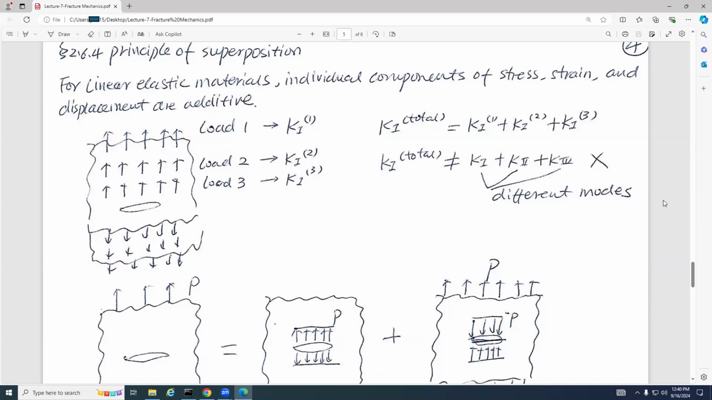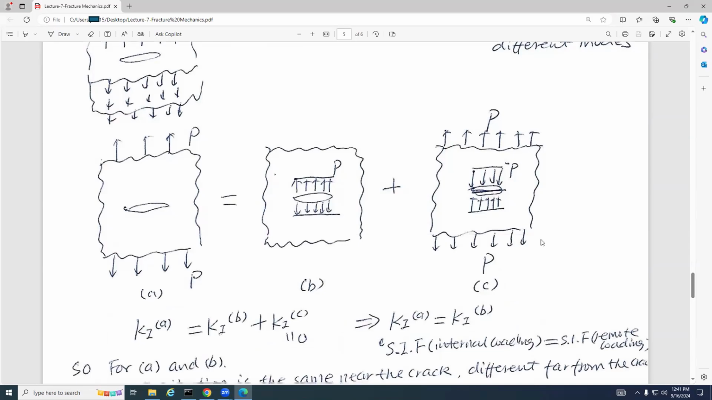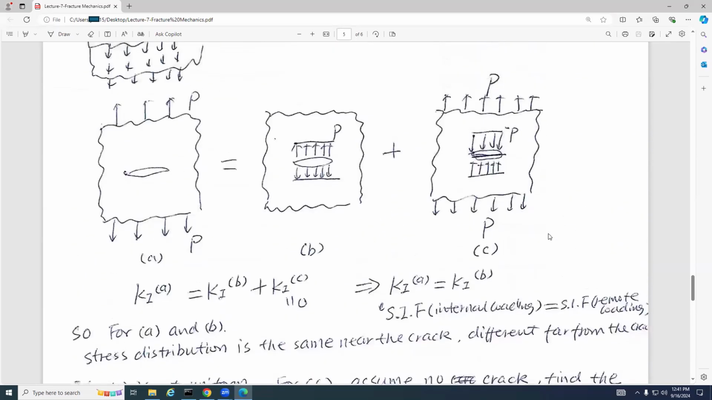You understand, guys? Okay, however, Ki total is not equal to Ki1, Ki2, Ki3 unless they follow the same mode. If we want to do the superposition, they must follow the same mode. Understand? Okay, here. That is a good example.